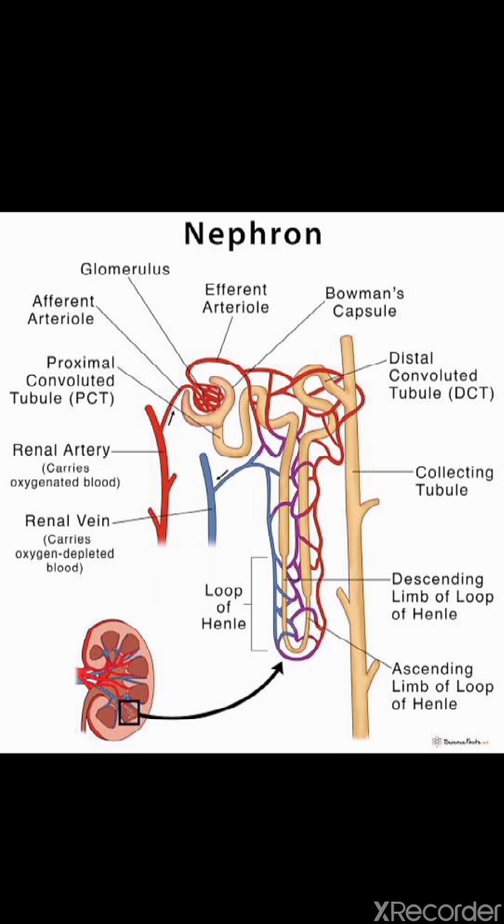Henle's loop and collecting ducts lie in the medulla, giving it a striped appearance in a sectional view.